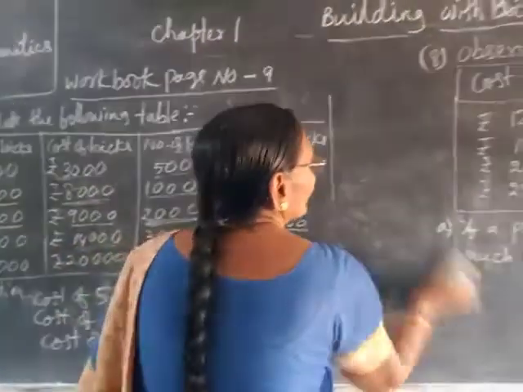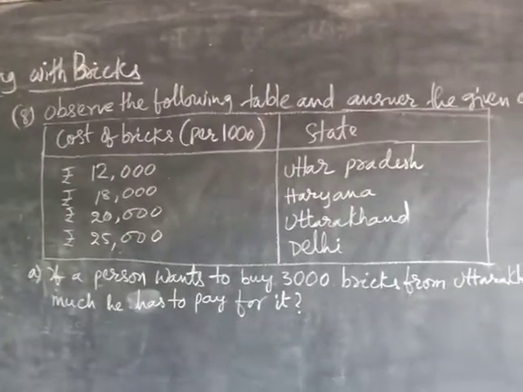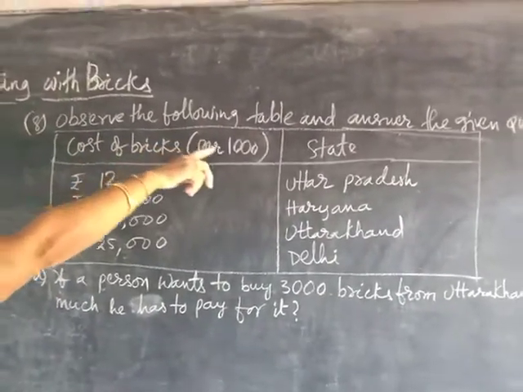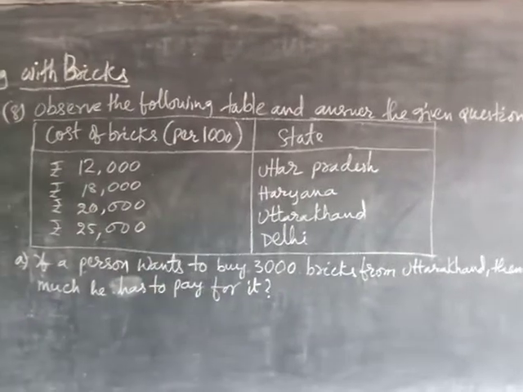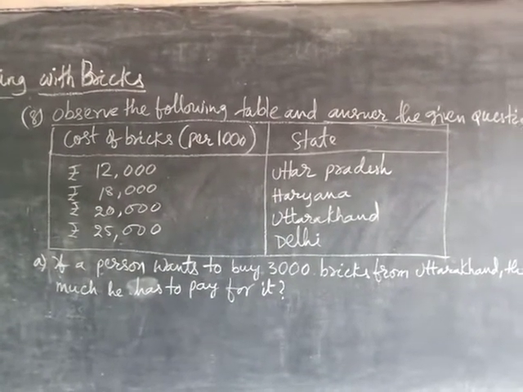Next, question number 8. Here question number 8 is given. See, observe the following table and answer the given questions. Here questions are there. I have written only one question. Here you have to do this.